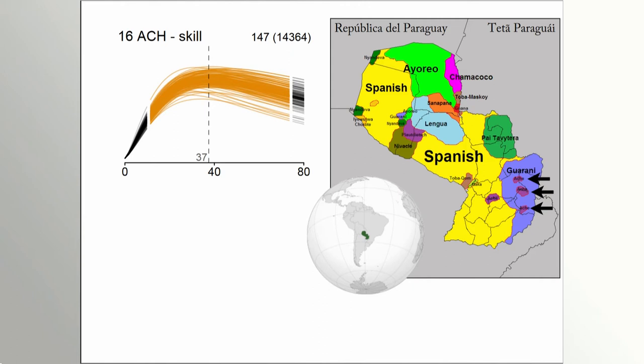The Ache have won a lot of really important court cases for control of their indigenous lands in the last decades, and that has helped them out a tremendous amount, and they're very prosperous and healthy people.